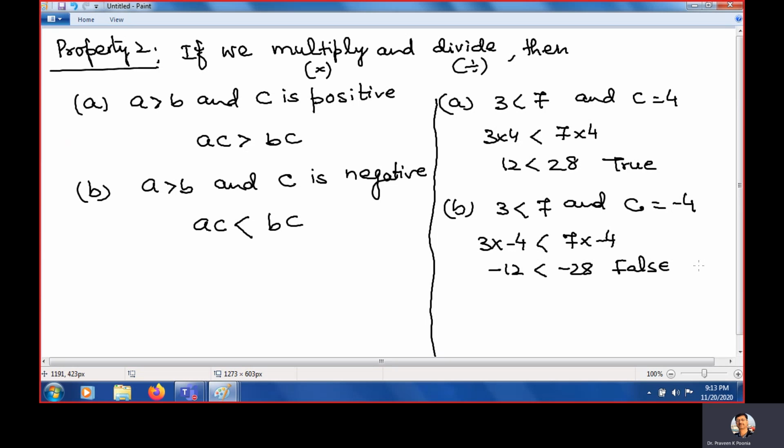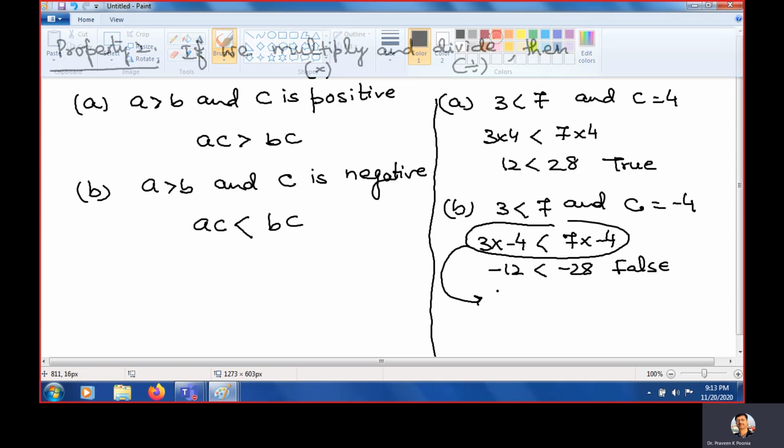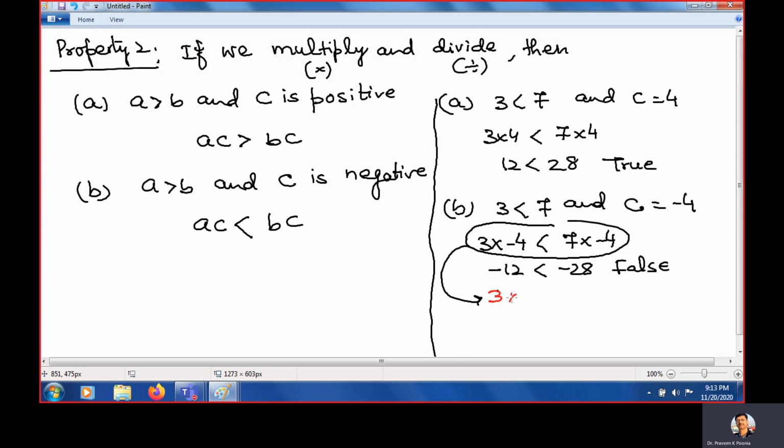Negative 12 cannot be less than negative 28. So what do you need to do? You need to change the sign here. So how are we going to do it now? Please listen carefully. It is 3 times minus 4, change this to greater than, 7 times minus 4. Minus 12 is greater than minus 28. Now this is true.